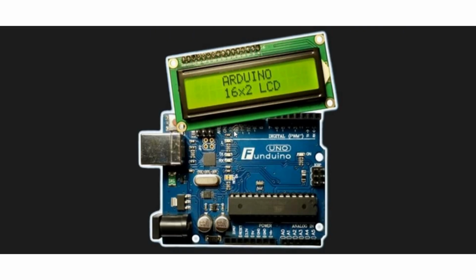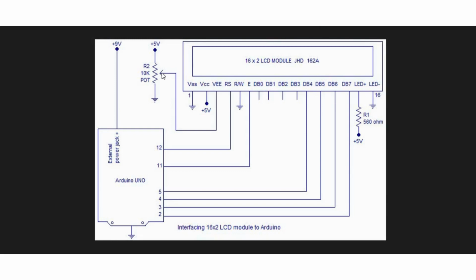Now let's discuss how we can interface this LCD with Arduino. Learners, this is the circuit diagram of the LCD connection with Arduino, where pin number 1 of the LCD is connected to ground. Pin number 2 is connected to 5 volts. Pin number 3 is connected to a potentiometer of 10K, which can be adjusted to modify the contrast of this LCD. Pins RS and enable are connected to Arduino. Pin RW, that is read or write, is connected to ground.